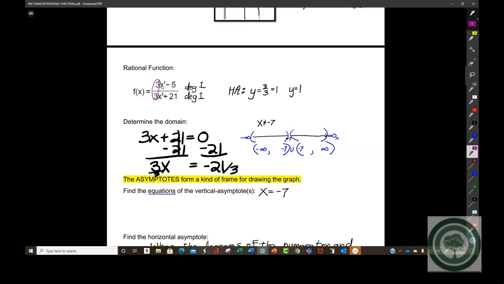3 over 3 is what I'll have. If there were a 5 here and a 7 there, or a 5 there and a 2 there, that would make up my ratio. It's the top over the bottom. Leading coefficient only, the number only. And that's when the degree of the top equals the degree of the bottom. Doesn't have to be degree 1, could be degree 2, degree 3, degree 4, doesn't matter as long as the degrees are equal.